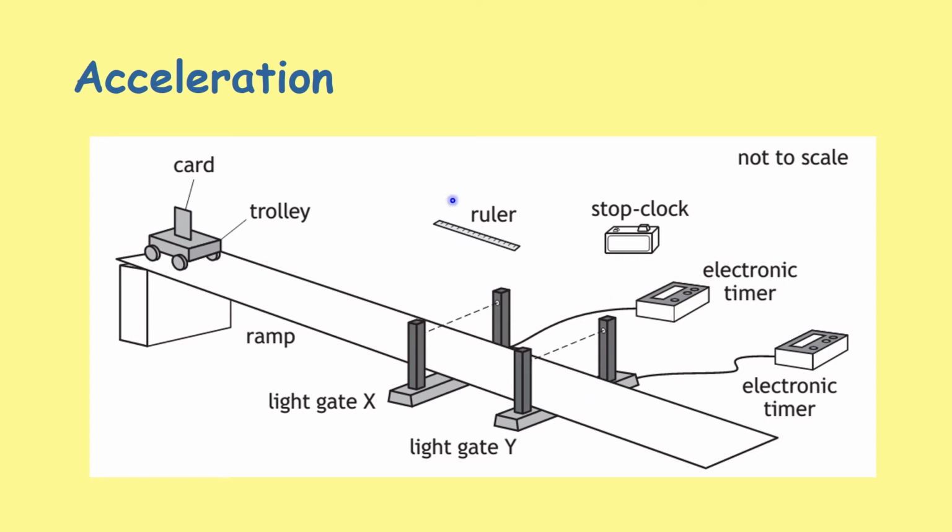We also have a ruler just here. Our ruler is for measuring the card on top of the trolley. As we know, we use this distance, this length of the card, as the distance in the instantaneous speed calculation. We also have a stop clock to measure the time the trolley takes to go from light gate X to light gate Y, so the time between these two, rather than the time individually.